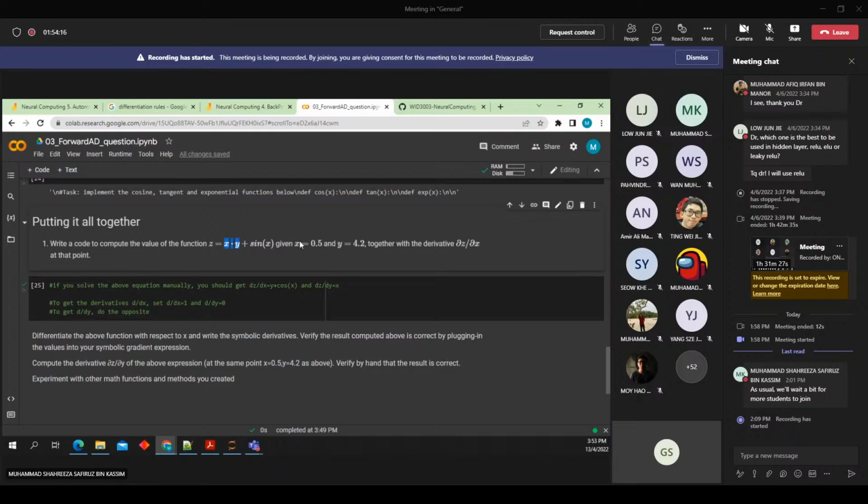So if we do this, what do we get? x is 0.5 and y equals 4.2. Calculate it by hand, verify by hand. If x is 0.5 and y is 4.2, what does this function give you? And what do dz over dx and dz over dy give you? You want to do that as well.